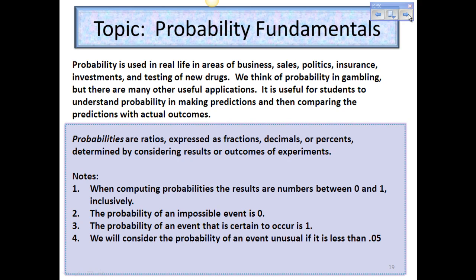So, if you're working probability problems and you get an answer that is greater than 1 or less than 0, you know you've done something wrong because of this first note here that probability results will always be numbers between 0 and 1 inclusively.